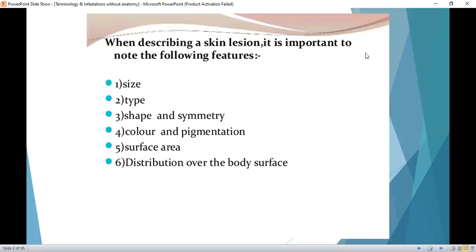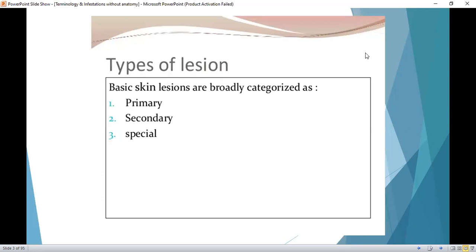Okay, so when we describe a skin lesion, it is important to note the following features. What is the size of the lesion, the type of the lesion, the shape of the lesion, symmetry, color, pigmentation, surface area, distribution over the body surface, because you can see the skin lesions. Types of skin lesions are divided into three: the primary, secondary, and the special.